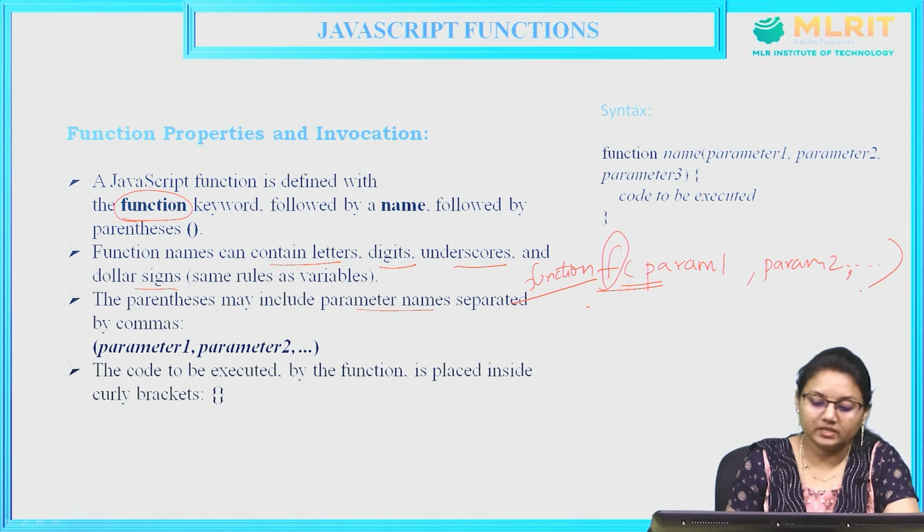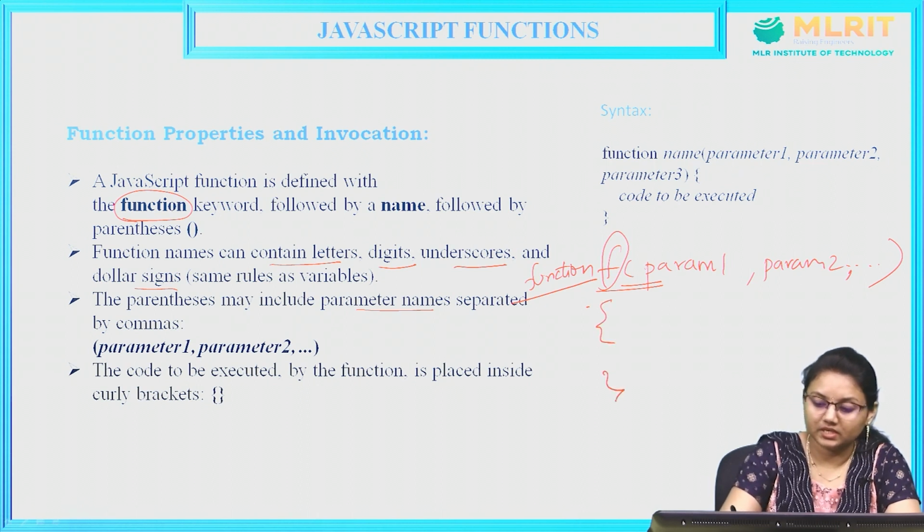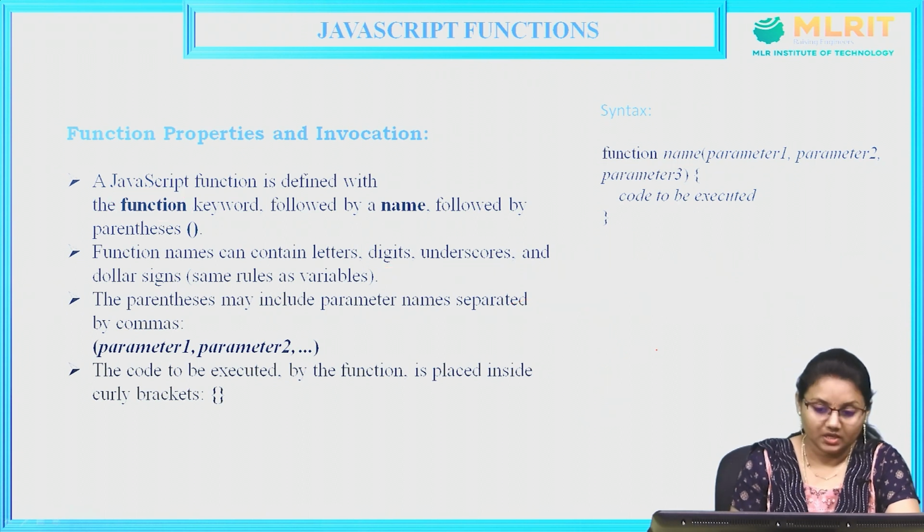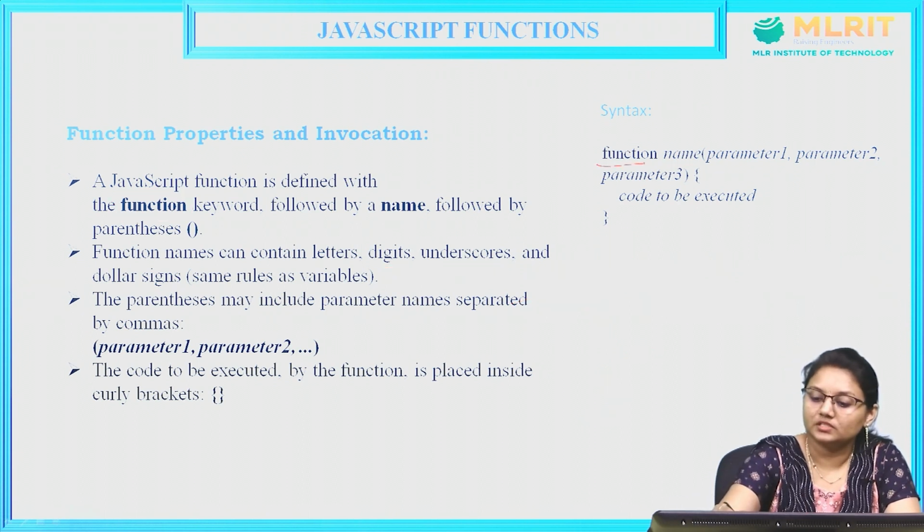The code to be executed by the function is placed inside the curly brackets. Here the block of code needs to be written. Okay. So, this is the syntax. Function is a keyword, and once the keyword function is written, it is followed by the function name, followed by the parentheses, and then this is the code.